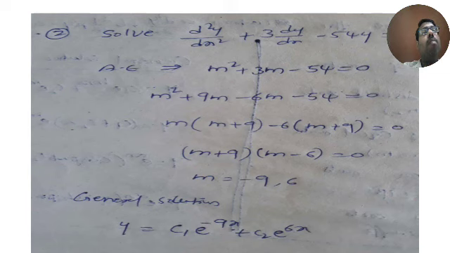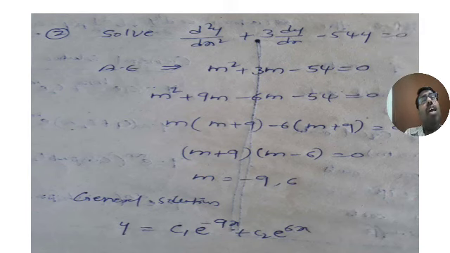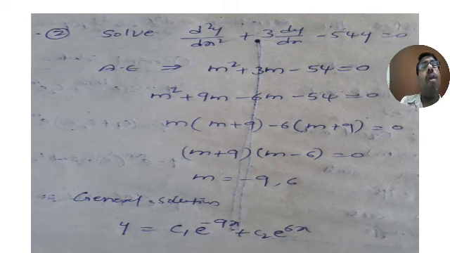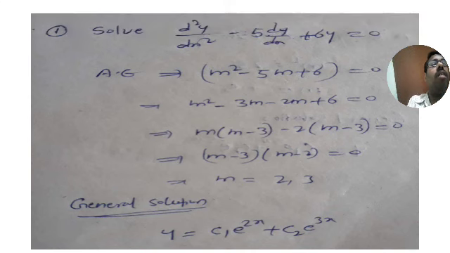So let us go to the next problem. Solve d squared y by dx squared plus 3 into dy by dx minus 54y is equal to 0. It is homogeneous, second order, linear, with constant coefficients, everything is the same. Now the auxiliary equation is m squared plus 3m minus 54 is equal to 0. If you add the two numbers, you have to get 3m.